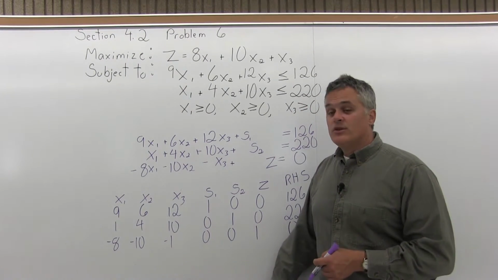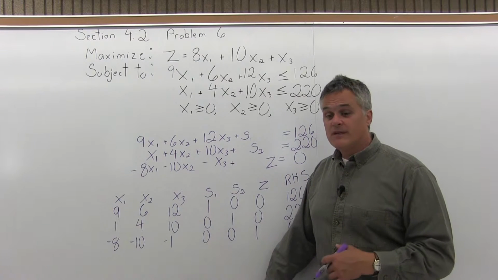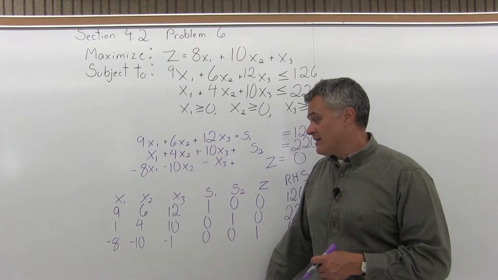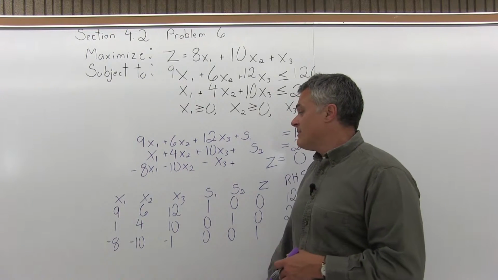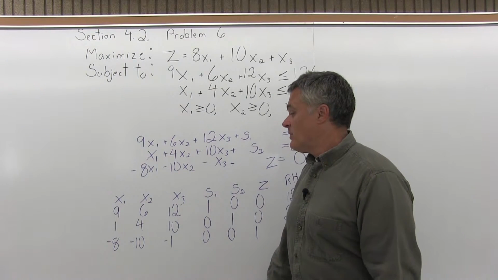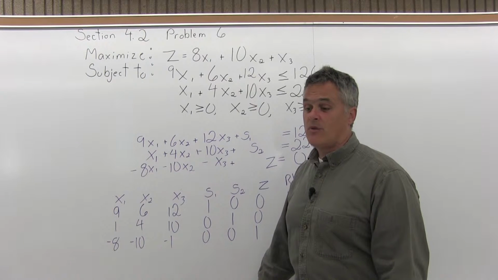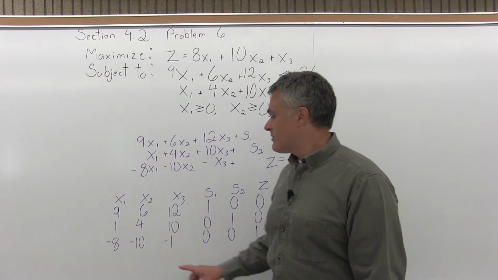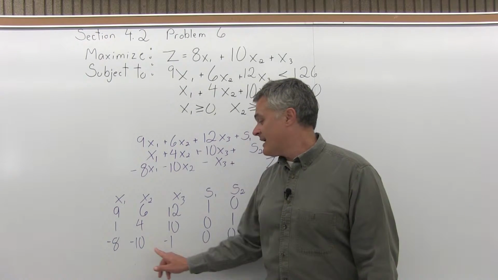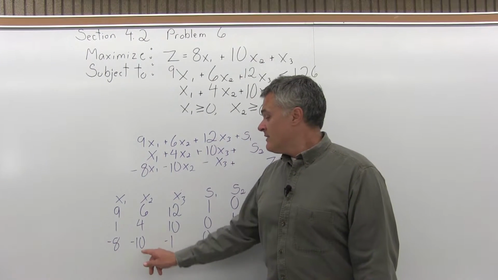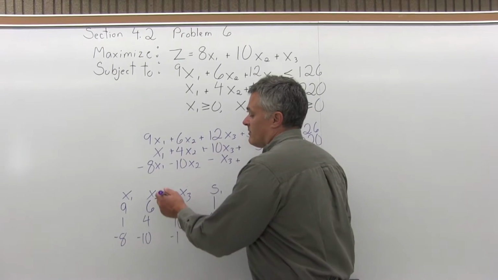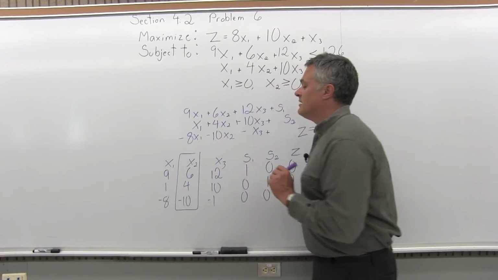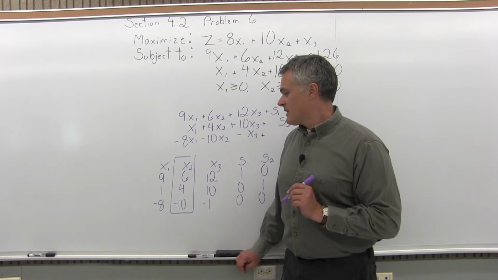So now what I need to do is find the pivot for this, pivot it, and see if I have the maximum or if I need to pivot it again. So to find the pivot, what I have to do is find the most negative value in the bottom row, and that's going to determine my pivot column. As I look in the bottom row, I have 3 negative values, negative 8, negative 10, and negative 1. Negative 10 is the most negative value in the bottom row. It's in the x2 column, so my pivot element has to be in the x2 column.